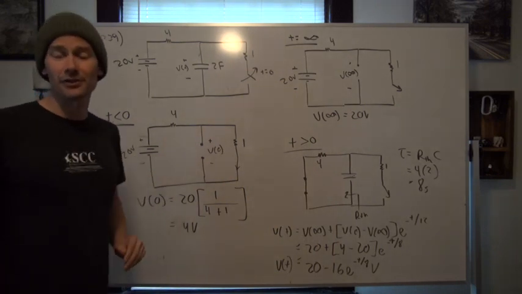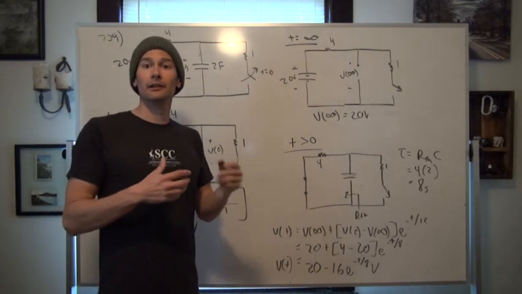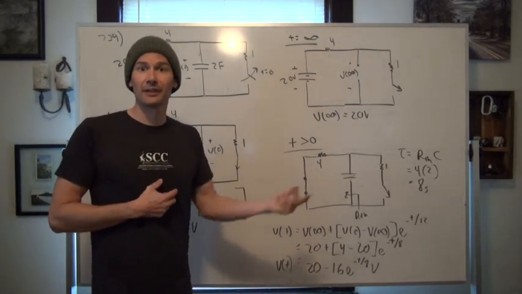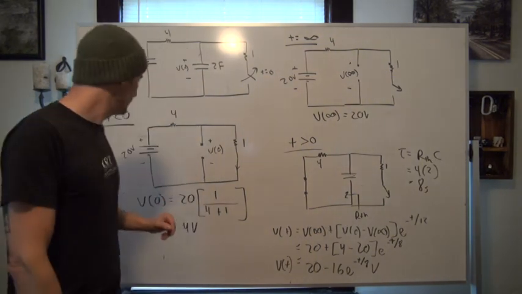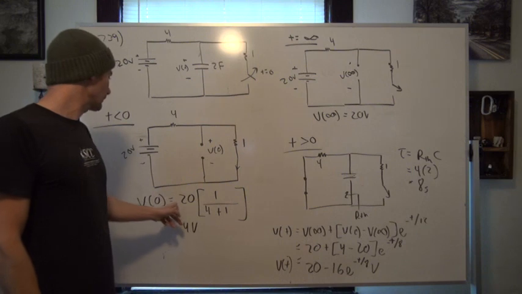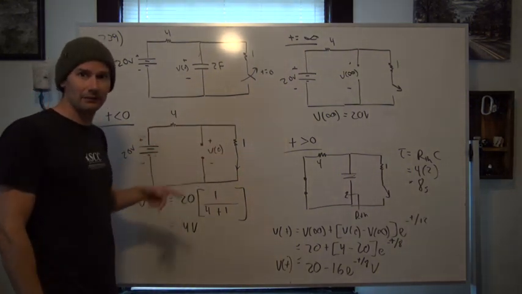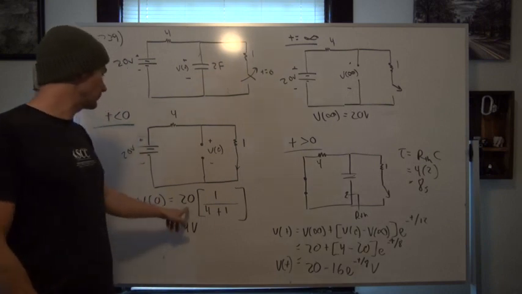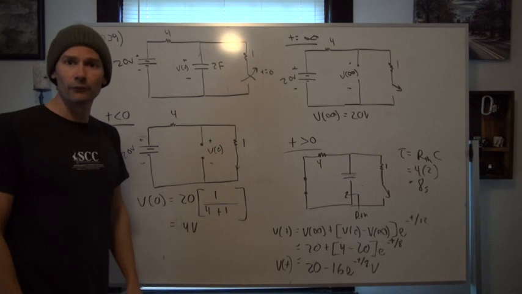And I want to make sure everybody understands that even though we model the cap or the inductor, either by an open circuit or respectively as a short circuit, they're still there within the circuit. Now, here, V naught is just equal to a simple series loop, with that cap acting like an open circuit. Got 20 volts multiplied by 1 over 4 plus 1. Here we go, 4 volts.